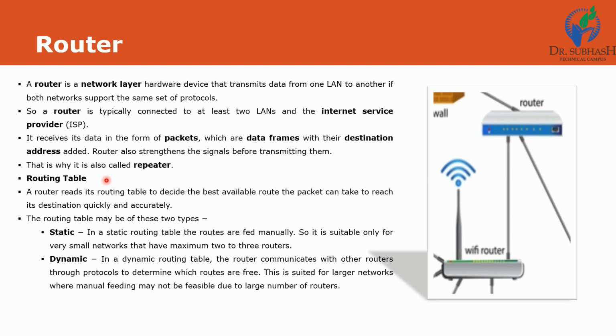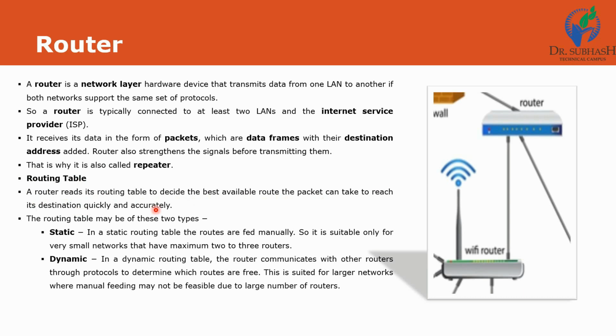So this is the routing. Which route is efficient, which is the nearest route, which route has less traffic, all that analysis is performed by the network devices. And whenever you are passing a route, that route is fixed in a routing table. This is called the routing table. A router reads its routing table to decide the best available route the packet can take to reach its destination quickly and accurately. What does it contain?